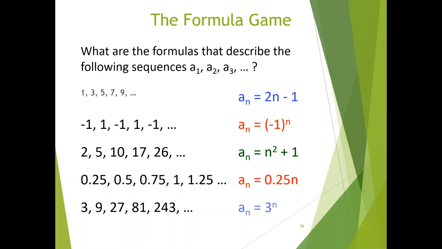In the last example, 3, 9, 27, 81, 243. Here the nth term is taken as 3 power n because the first term is 3, the second term is 9, the third term is 27. So we are using the geometric rule.